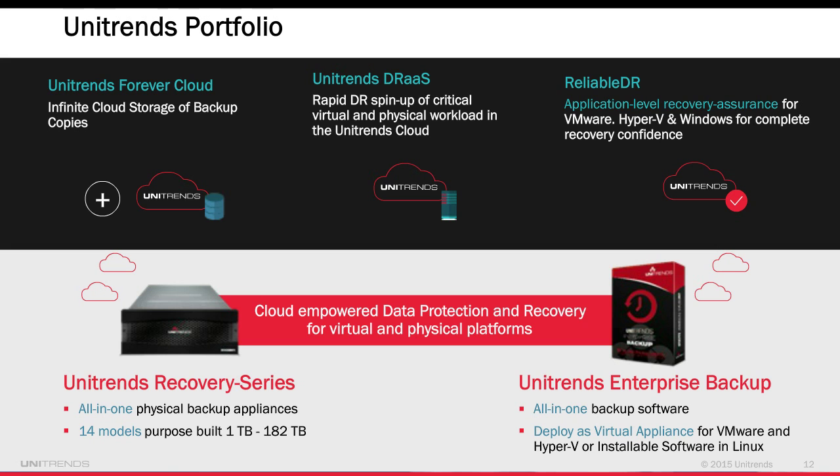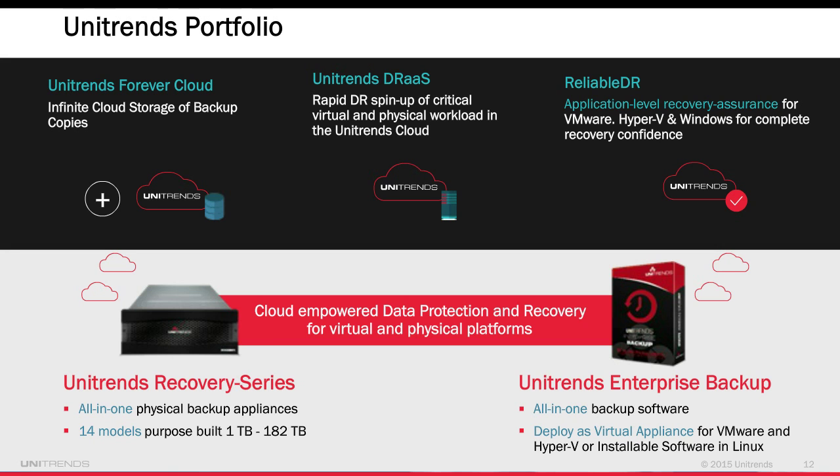But those are really the basis for our data protection. And from there, we have the ability to add in cloud storage for backup copies, use the Unitrends cloud for DRaaS, as well as augment with our optional Reliable DR product. Reliable DR is our recovery assurance product that works with VMware, Hyper-V. It also works with physical Windows systems as well.